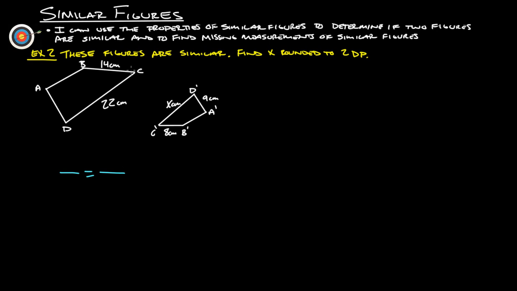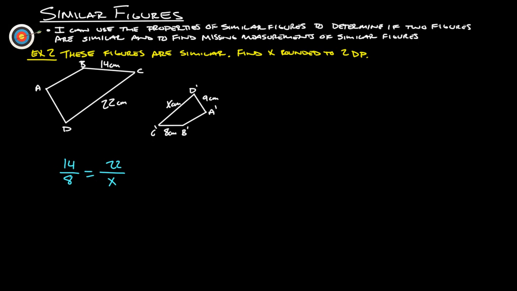Let's say BC. We know that BC is 14. So then we'll look for B prime C prime. So B prime C prime on this one is 8. And then let's see, we need the CD part. So CD on the big one is 22. And CD on the small one is X. And now we can do cross products.